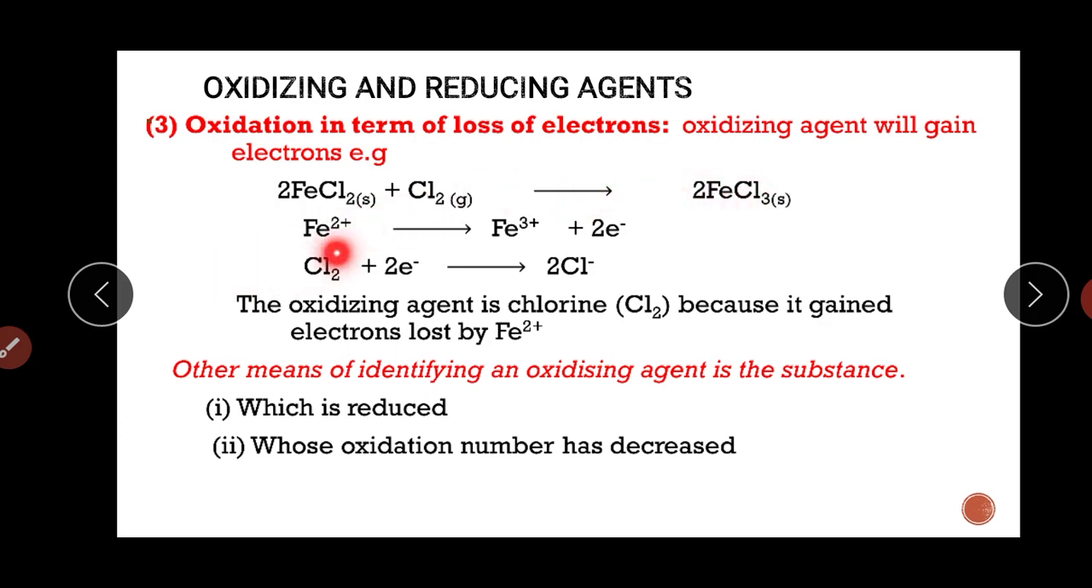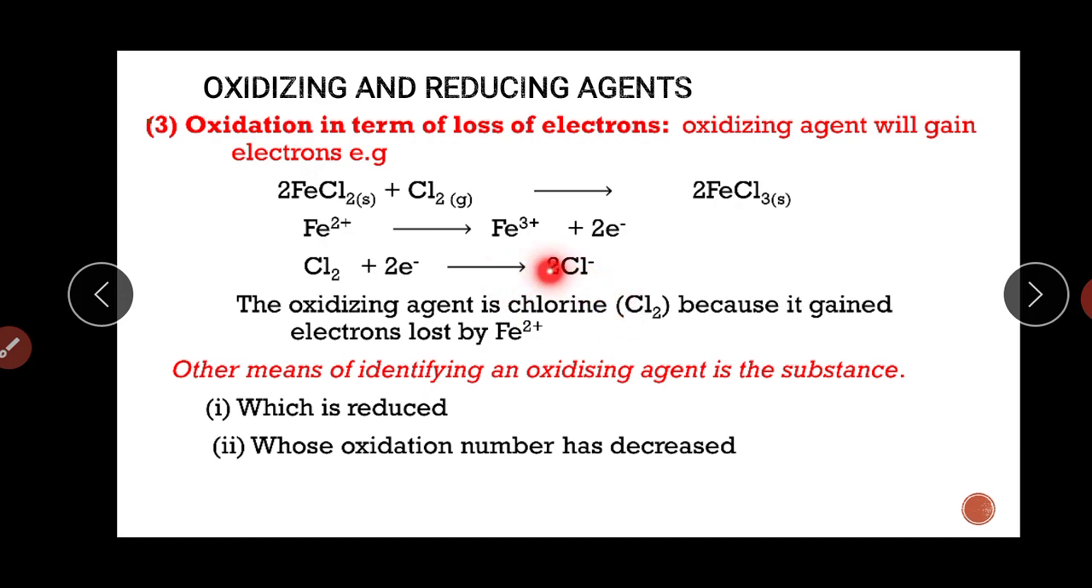Look at it, iron 2 has been able to lose one electron to become iron 3. Because whenever there is a loss of electron, you have the charge changing, you can see that you have iron 2 become iron 3. And look at the chlorine. Chlorine has accepted the electrons, and it becomes the chloride ion here. So any substance that gains electron is said to be an oxidizing agent.